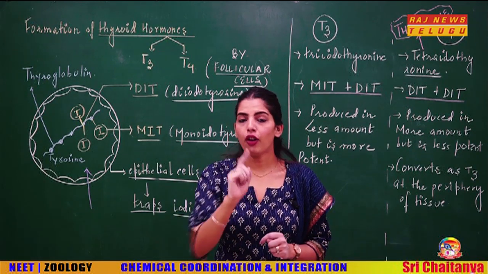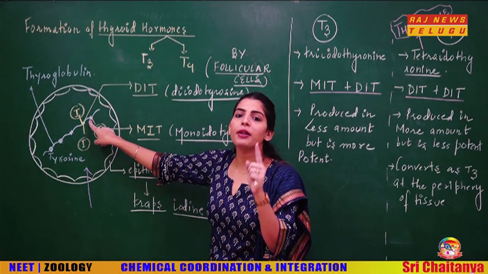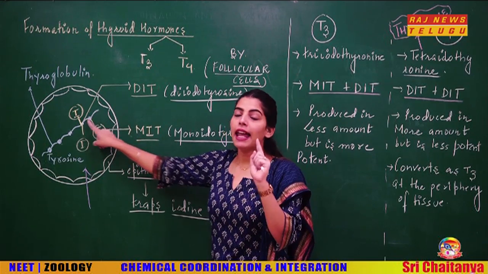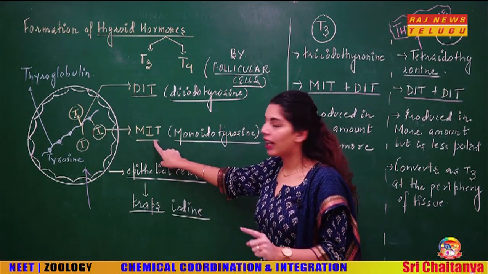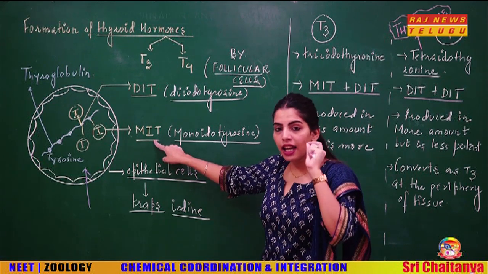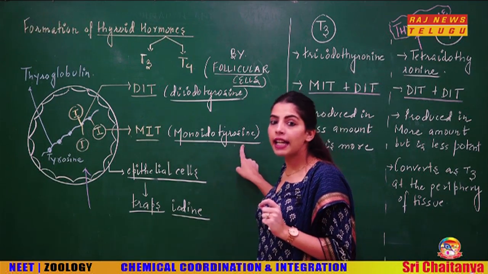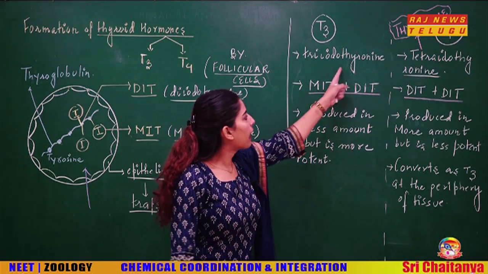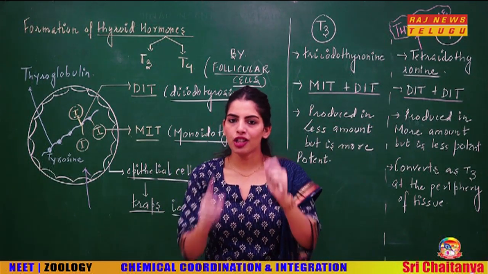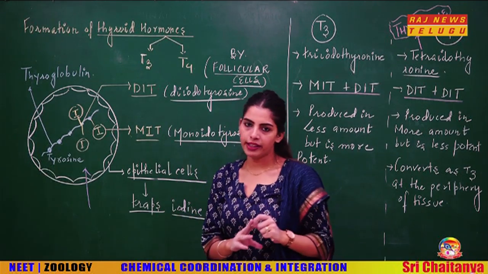Now, if on one tyrosine residue a single iodine is trapped, that will ultimately form MIT, having one tyrosine and one iodine, monoiodotyrosine. Students, this is not thyrosine. This is tyrosine. Why tyrosine? Because the tyrosine amino acid has attached one iodine to itself.